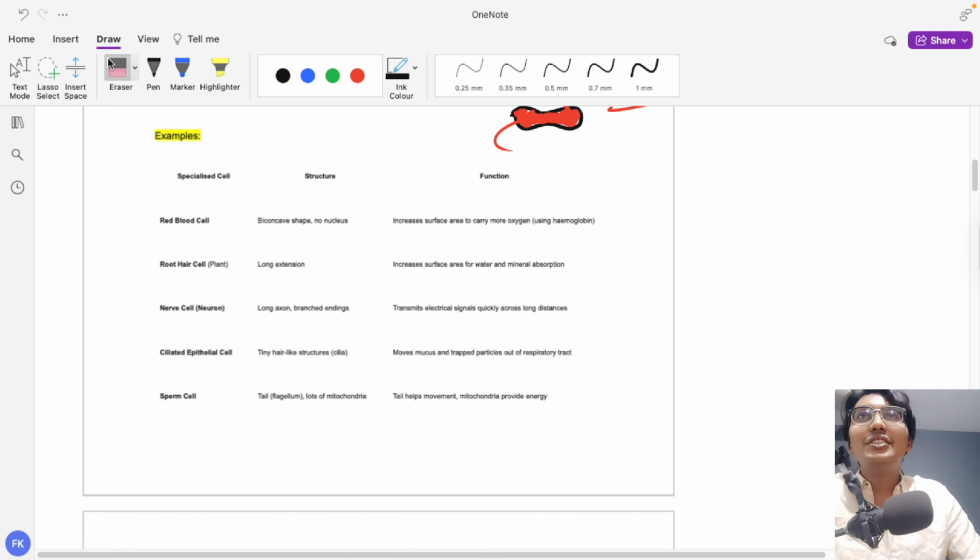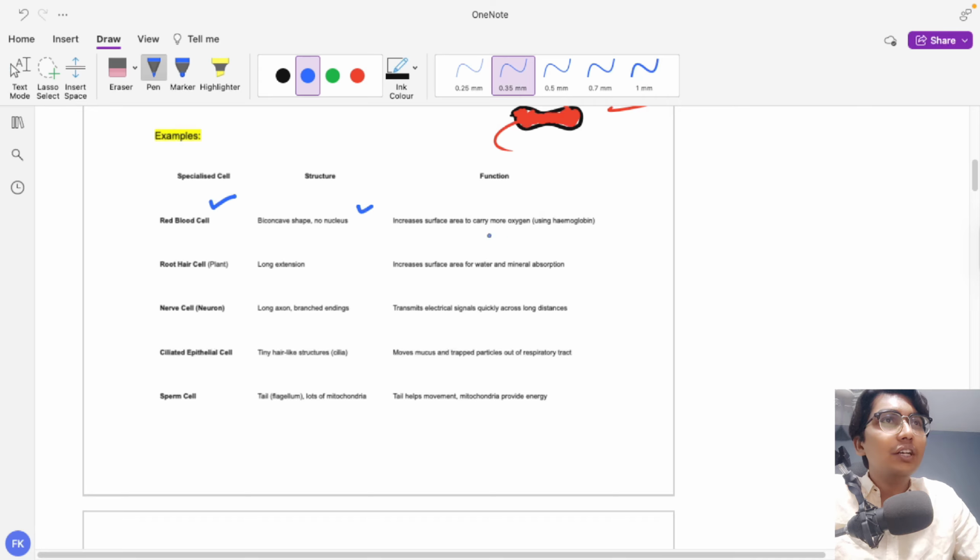Okay, let's look at the red blood cell. As I have said before, it is biconcave in shape and it has no nucleus. So what is the function of this biconcave shape and having no nucleus? It's simply to increase the surface area to carry more oxygen, right?